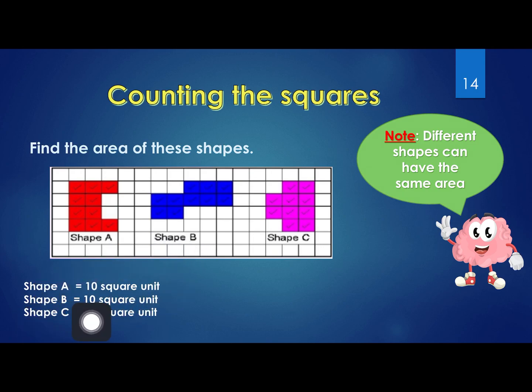Shape B, the area is also 10 square units, and shape C also has an area of 10 square units. So all of these shapes took up 10 square units, they just are arranged differently, all right? So they have a different way of being formed, but the shapes take up the same area.